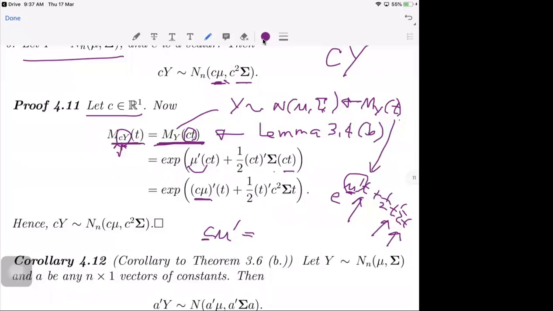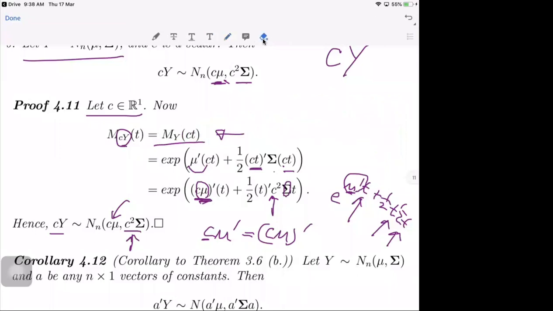C prime prime is just a constant, so you can have it in this manner. That is equivalent. And then you will have here t prime, c prime, and c, but c prime is just c, so you will have c squared because that is just a scalar, sigma t. So this is your covariance matrix, and this is your mean vector. So that Cy will be normally distributed with a mean C mu and a covariance matrix C prime sigma.